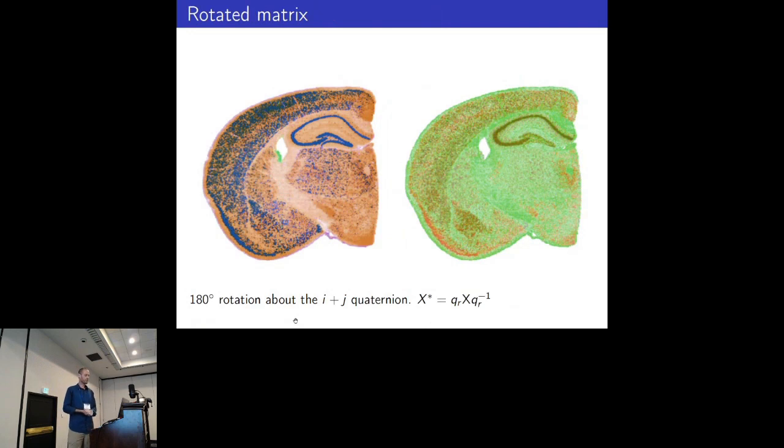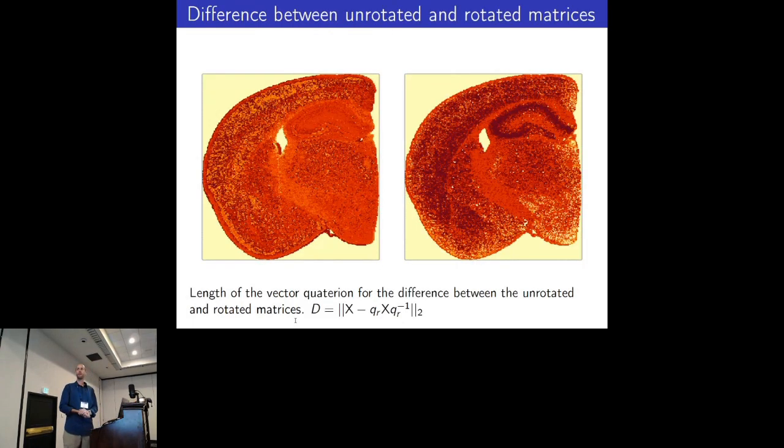Okay, one of the first analyses was the rotation, which is very easy to compute with quaternions. This is a pi radian rotation about the IJ quaternion axis. It makes a beautiful image, but it's a little challenging to interpret. So I think it's easier to look at the Euclidean length of the vector component of the difference between the unrotated and the rotated matrices.